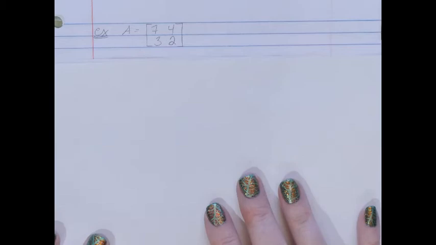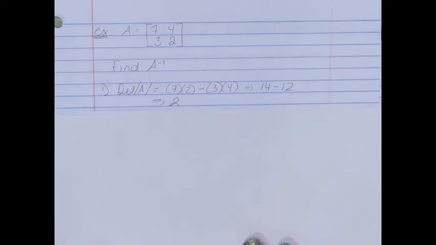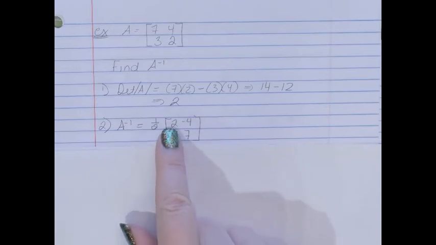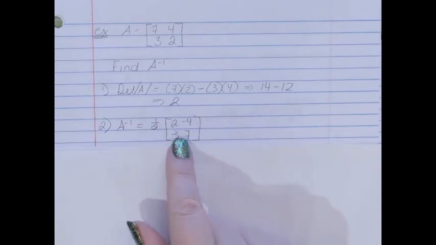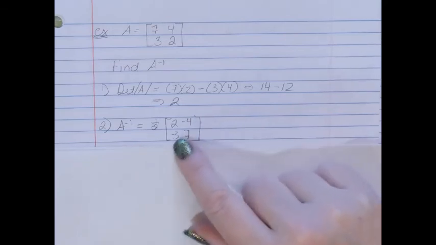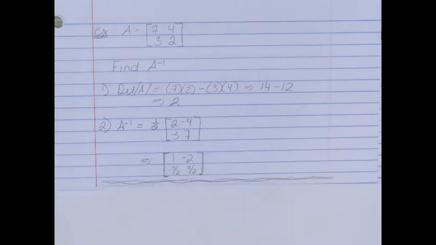Let's do an example. Matrix A is 7, 4, 3, 2. To find A inverse, the first thing I need to do is find the determinant of A. The determinant of A is 2. To find A inverse, you take 1 over the determinant of A, switch the A sub 1,1 and the A sub 2,2 around, so now it's 2 and 7 instead of 7 and 2 on the diagonals. Your other diagonal elements will just change sign. Multiply through, and there's your A inverse for a 2 by 2.